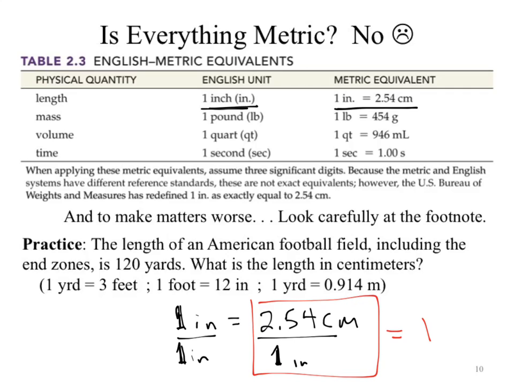Pounds into grams. We could say 454 grams is 1 pound. There's that stupid 1 again. All right, and we now have that relationship. Questions about that?